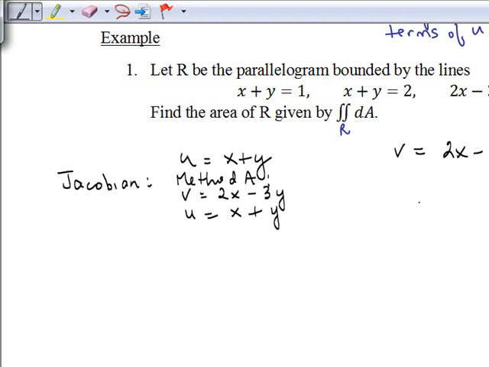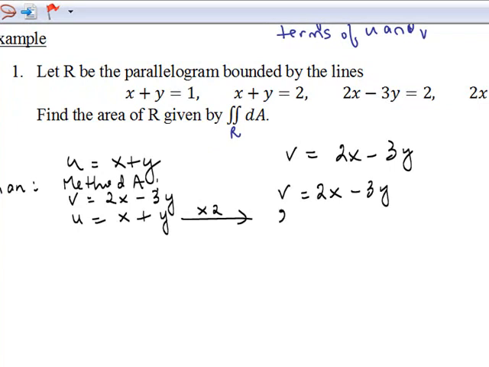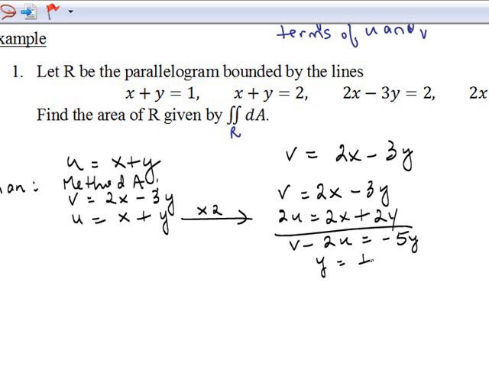What you can do is eliminate one of the variables. If I multiply this one by 2, I can eliminate. So v equals 2x minus 3y, 2u equals 2x plus 2y. Subtract: v minus 2u equals minus 5y. So we have an equation for y. y is therefore 1/5 of 2u minus v.